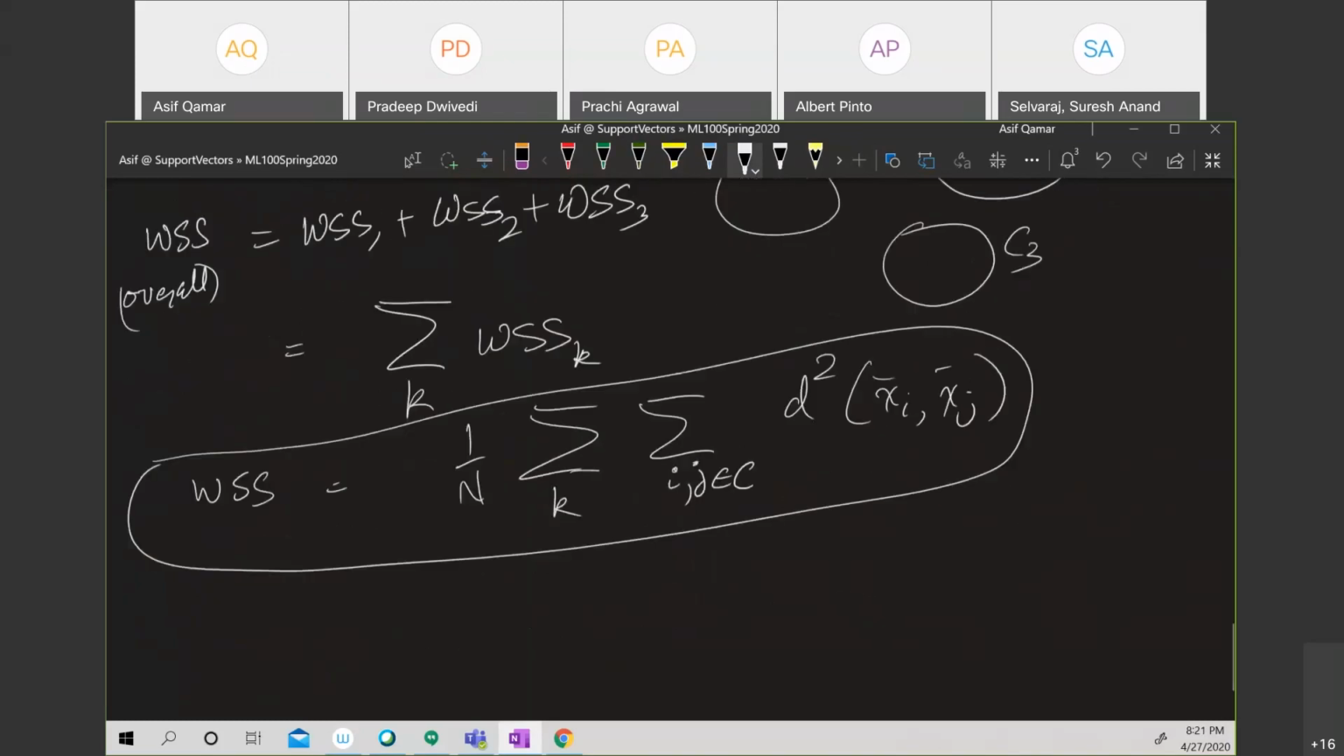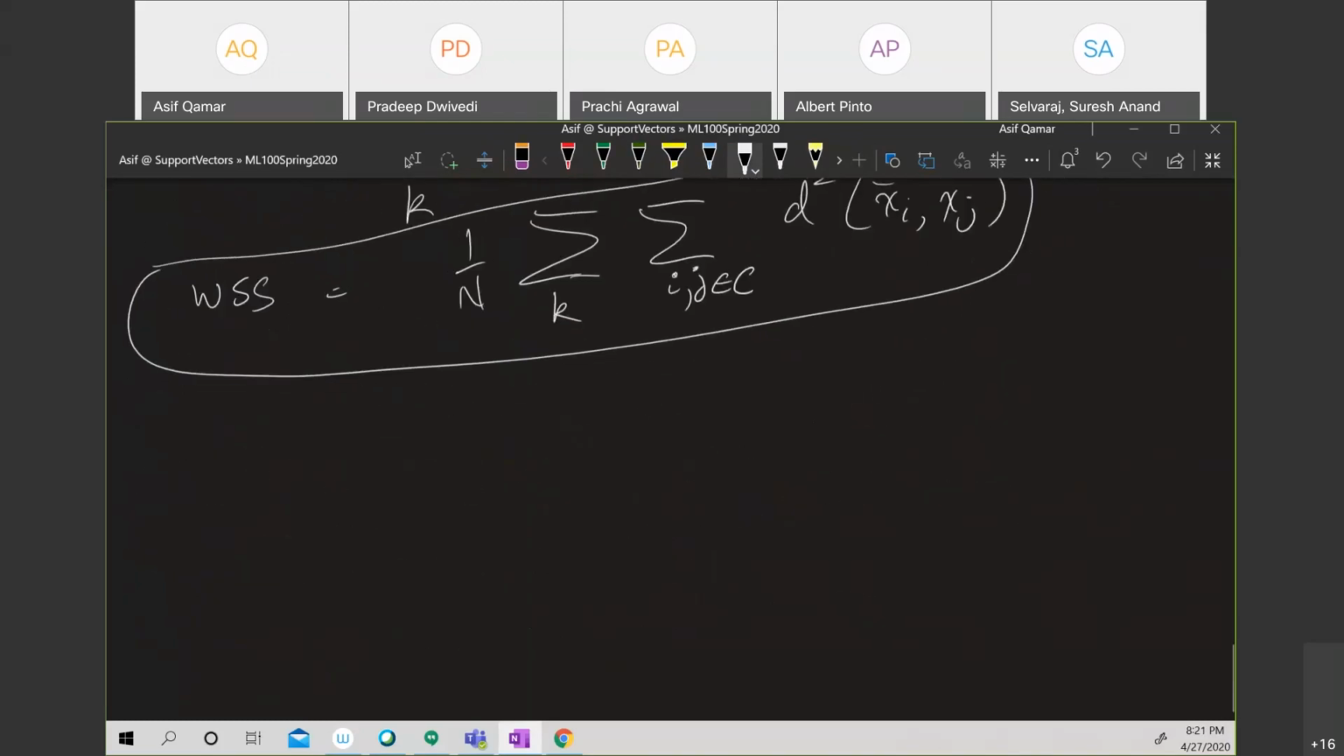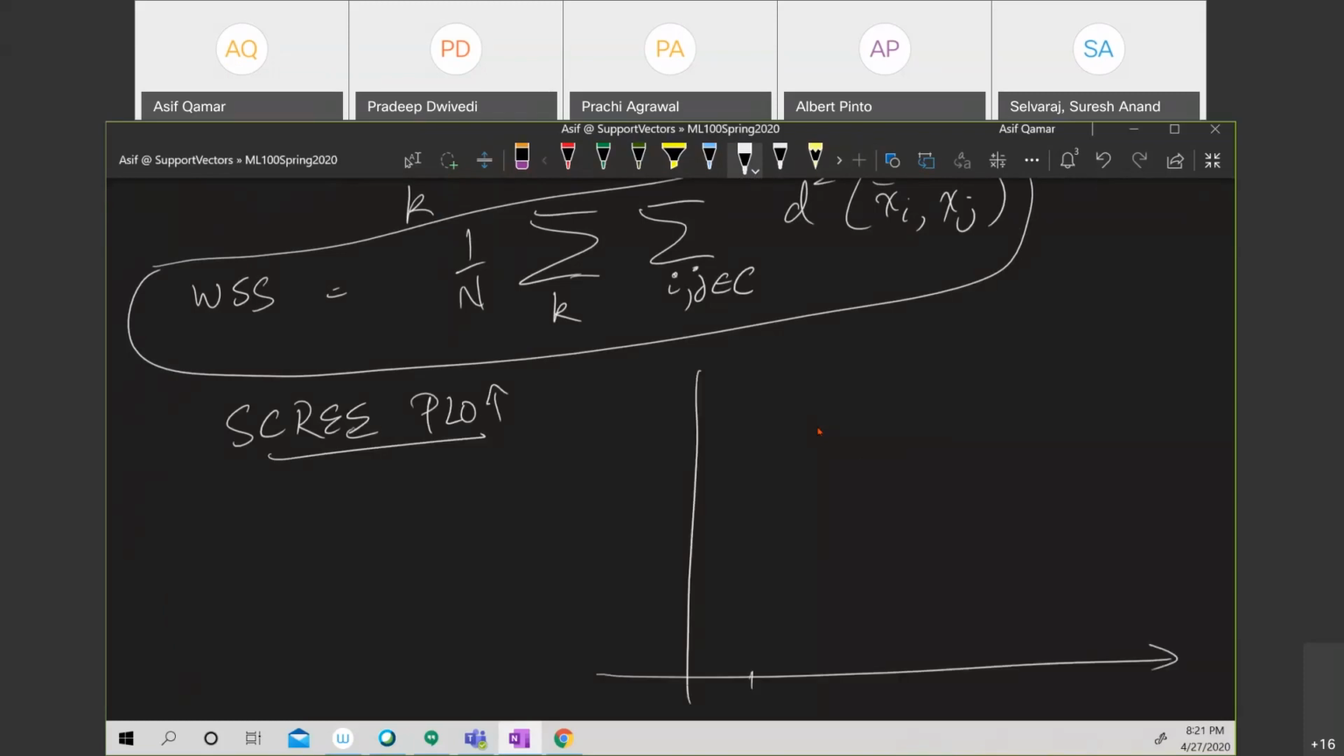What you can do actually is, you don't know what K is. So you build something that is famously called the Scree Plot. You take different values of K. K is equal to 1, K is equal to 2, 3, 4, 5, and so forth. And what you do is, for each of them, you compute the WSS total.